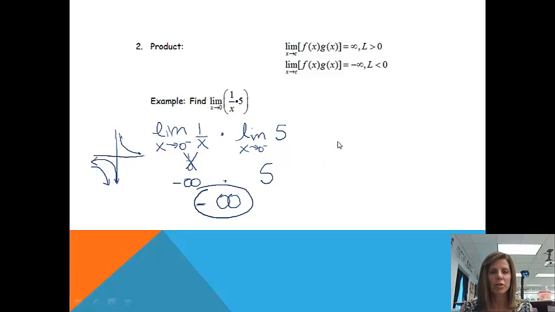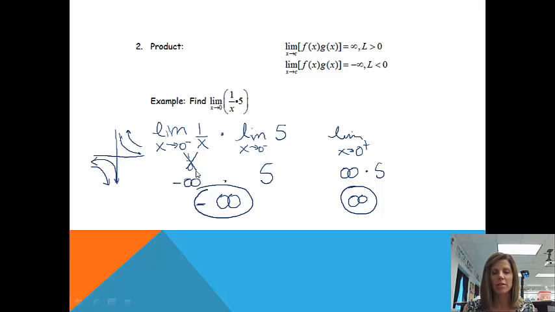If I changed this problem and asked you to find the limit as x approaches 0 from the right, the way this problem would have been worked differently is that I'd be headed up towards positive infinity. This part would still be 5. Infinity times 5 would be infinity. So that's how it would work differently. And I really can't solve this problem when it's just approaching 0 because the limit did not exist.